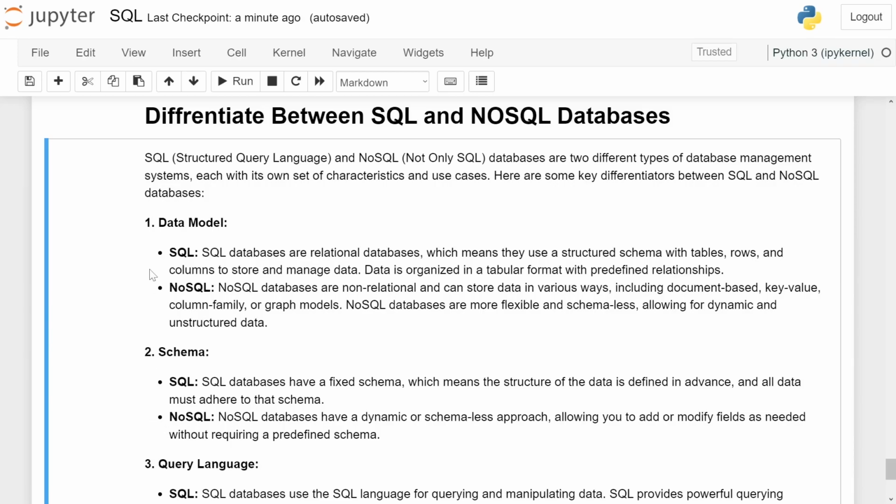Data model. SQL databases are relational databases, which means that they use a structured schema with tables, rows, and columns to store and manage data. Data is organized in tabular format with predefined relationships. NoSQL databases are non-relational and can store data in various ways, including document-based, key-value, column families, or graph models. NoSQL databases are more flexible and schema-less, allowing for dynamic and unstructured data.